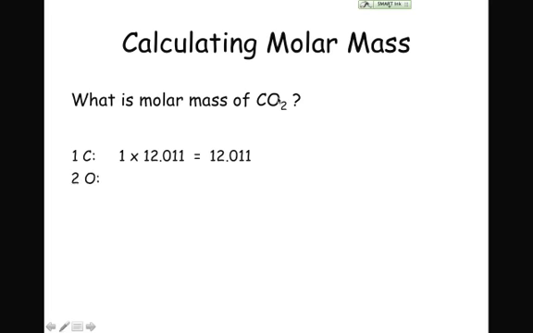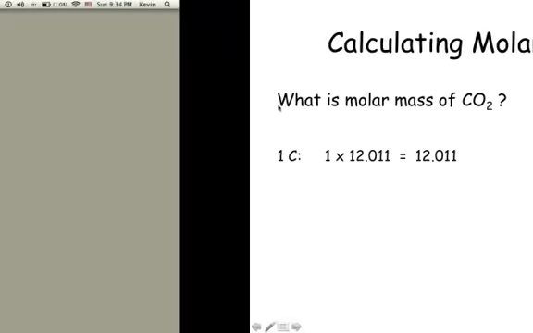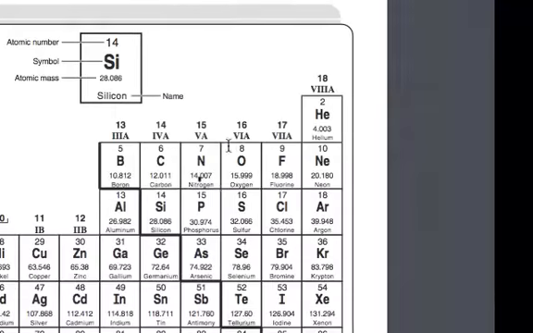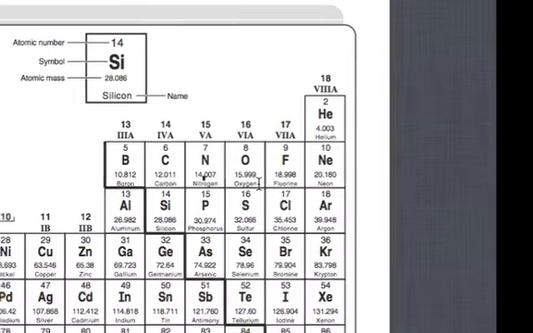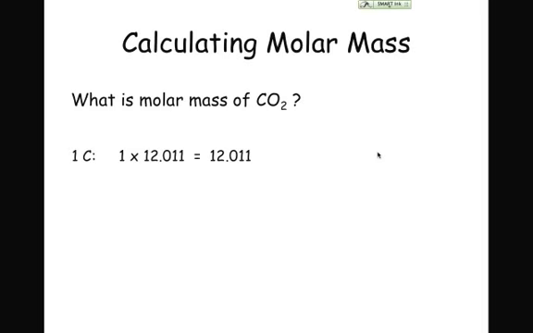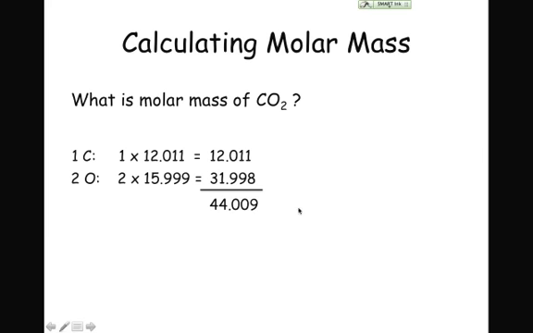We have 2 oxygens, and so again, go to the periodic table. If you look at oxygen, the molar mass of oxygen is 15.999 grams per mole, but we have 2 oxygens because the formula tells us we have 2. So we'll take 2 times that number. 2 times 15.999 gives you 31.998. You take those 2 numbers, you add them together, and you get 44.009, and that's going to be in units of grams per mole.